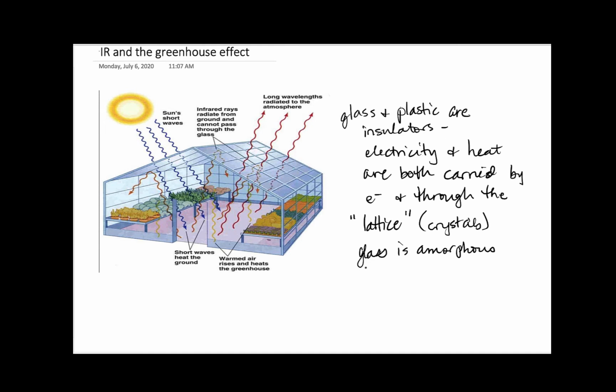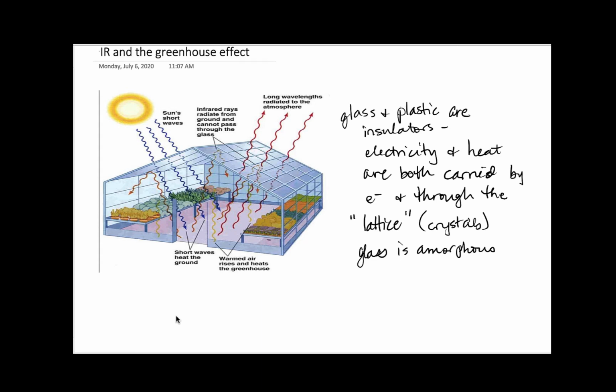So glass and plastic are good insulators, and they keep heat in and they keep heat out pretty well. So bottom line, our infrared radiation can't pass back out of the greenhouse, and so it sort of accumulates in here and results in warming of the greenhouse. So that's the greenhouse effect in kind of a short version. And this is what we describe as happening in our atmosphere as well.